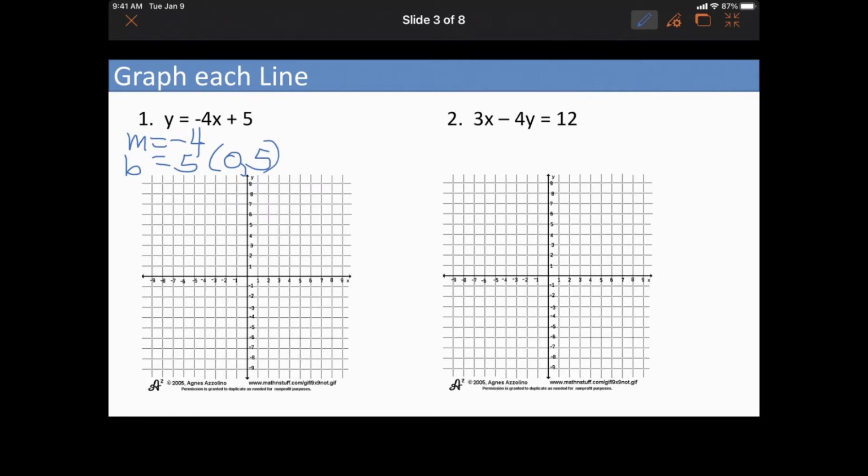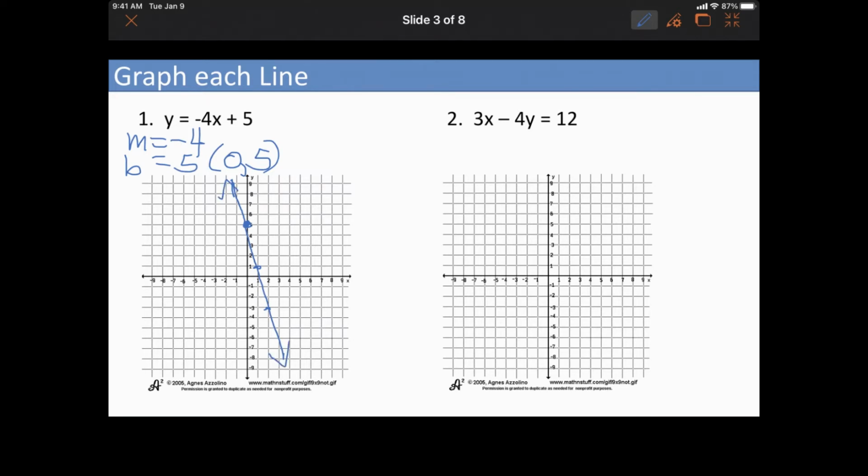1, 2, 3, 4, 5. So it's positive 5 along the y. And our slope, I'm going to go down 4. 1, 2, 3, 4, and over 1 to the right. I'm going to do it one more time because I don't have a ruler. I can't use it on this. So I'm going to just try to draw a straight line. More points is easier to draw when it's straight.